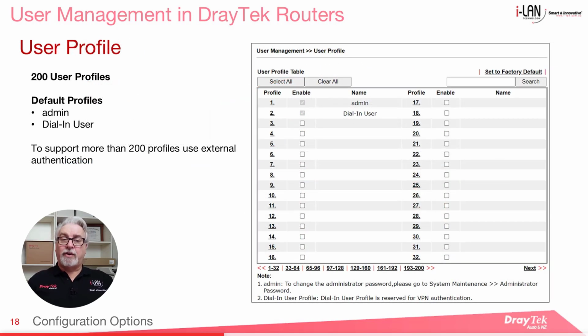Up to 200 user profiles can be created within the router. This includes the two default profiles, which are admin and dial-in user. If you need to authenticate more than 200 users, you can redirect authentication to an external server.